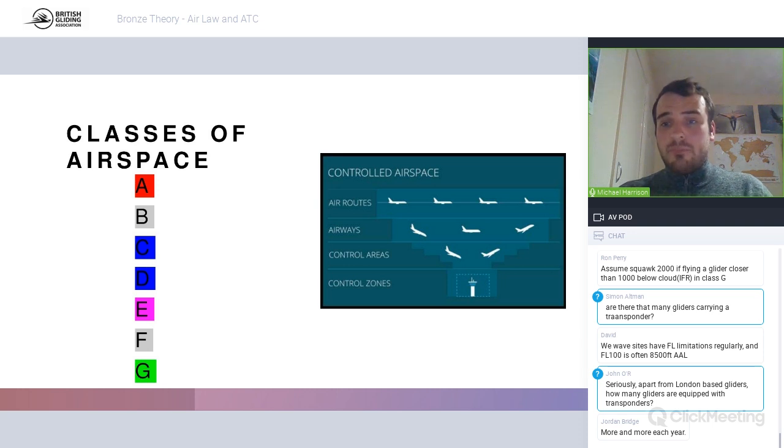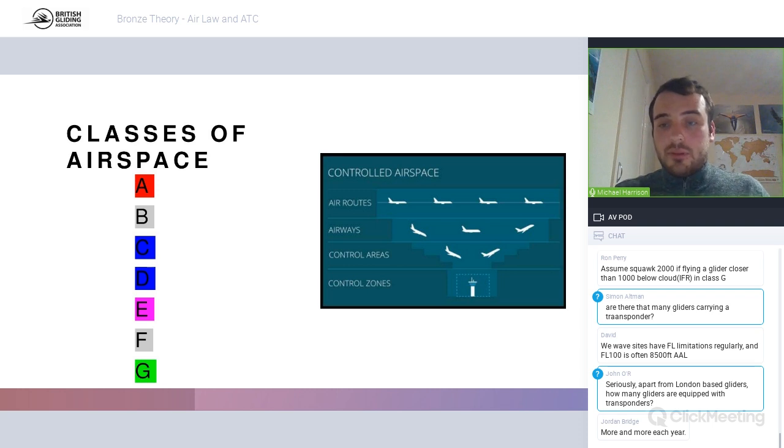So the biggest thing it defines, I guess, is what controllers have to do in terms of separating one piece of traffic from another piece of traffic. Now, the highest class of airspace is Class A. In a lot of countries, Class A is not used very much. In the UK, we make liberal use of Class A, which is something I'm not sure I agree with, but we do. Especially if you're flying around London, you will find a lot of very low Class A, potentially, that you have to deal with.